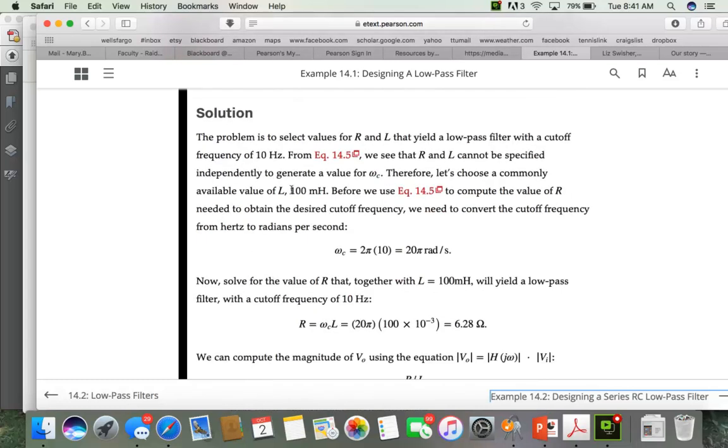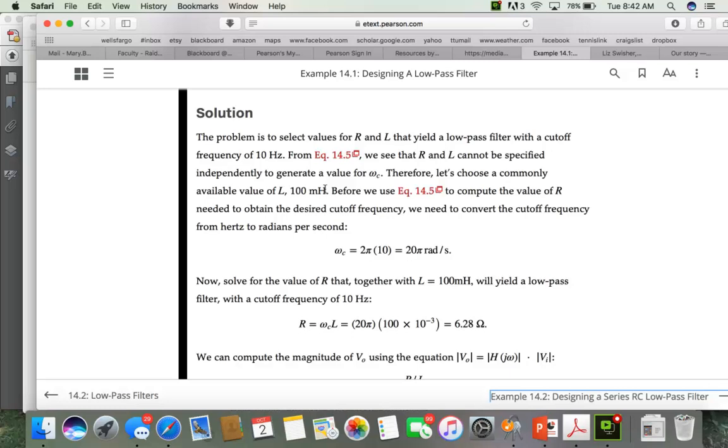So usually it's a good idea to choose a commonly available value of the inductor because it's going to be the more difficult one to locate. So in this example, a 100 millihenry inductor is chosen. And then based on that and based on the known desired cutoff frequency and the fact that we would need a resistor that would accomplish that, we need to solve a couple of things.